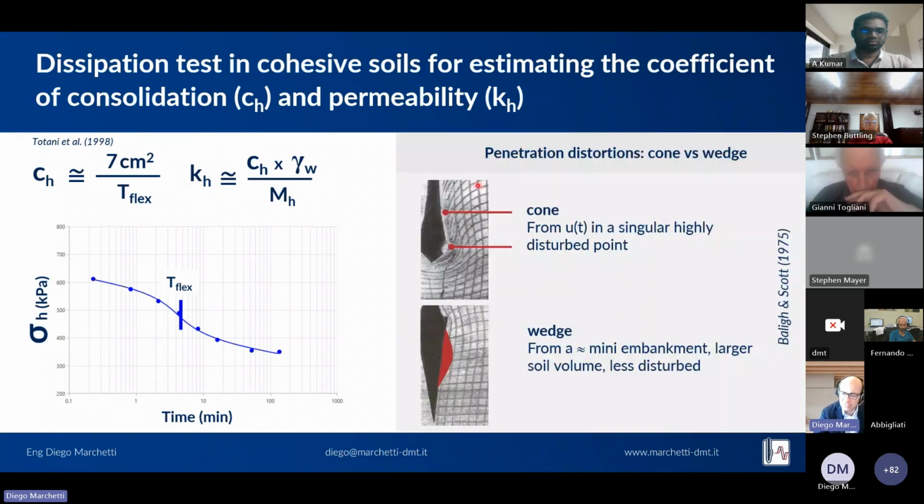The test is very similar to the dissipation test with the cone, only that with the cone you measure the pore water pressure, while with the DMT you measure the total horizontal pressure and you monitor how it decays with time. But with the cone, you're measuring the water pressure in a single, very disturbed point. With the membrane, you're measuring just in front of the membrane with a much larger volume, just like a small embankment, and in a much less disturbed zone.